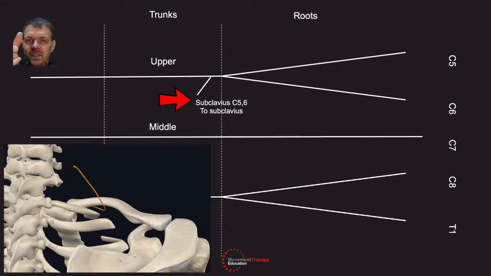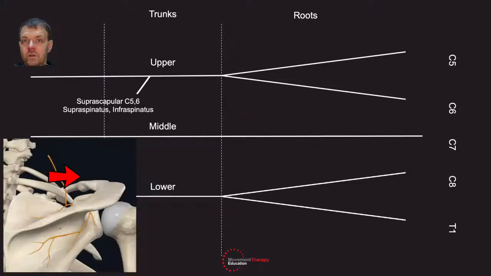Okay. So very small nerve coming off of C5 and C6, and the C5 and C6 join together to form the upper trunk. Then we've got subclavius innervation coming off of there. Okay, so the subclavius nerve, and then on the upper trunk as well.